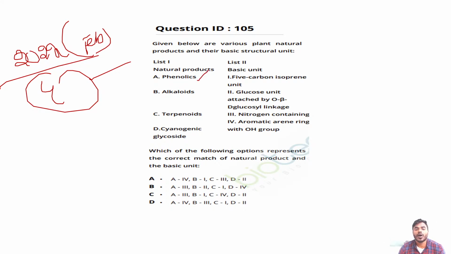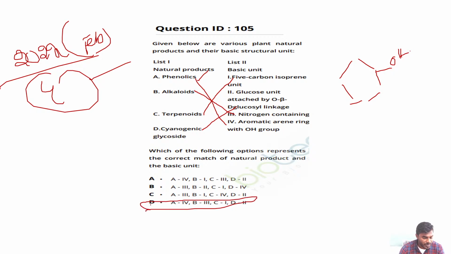Okay, phenols we studied, right? Phenols are nothing but a benzene ring with the OH group, correct? That is the phenol, so option A is 4. Alkaloids, by definition, are only nitrogen containing compounds. Terpenoids are isoprene units. Cyanogenic glycoside contains glucose attached, hence the correct answer will be D. See friends, how easy the question is. Just like that 4 marks are in your pocket.